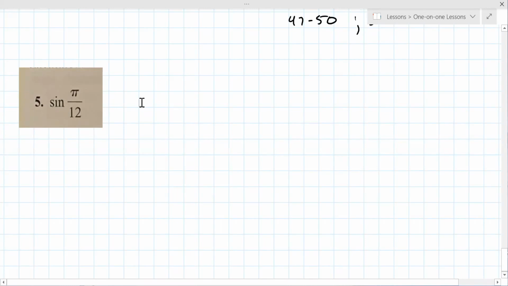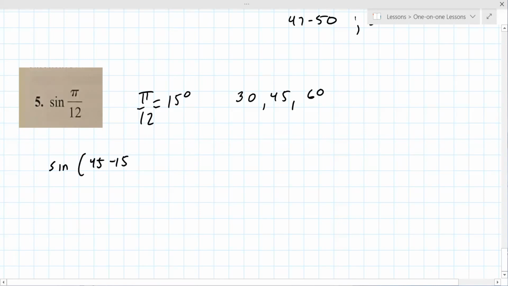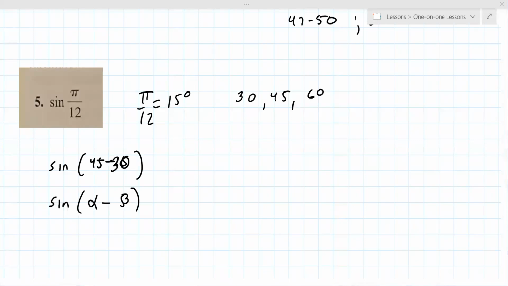So this is a sum difference formula. Pi over 12 is 15 degrees, and we covered this before. How do you get 15? Well, it's like 30, 45 and 60, so you have some options, just depends what you like. Let's do 45 minus 30, that gets you to the 15. So this is that sine alpha minus beta that we've been talking about. So I'll snip that in.